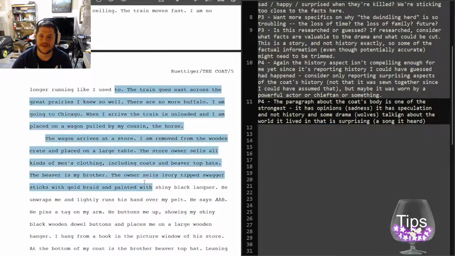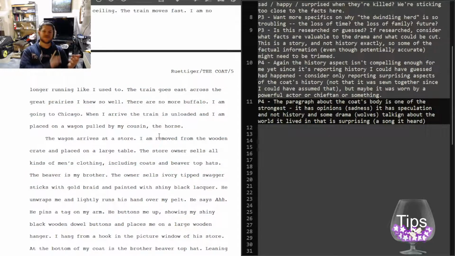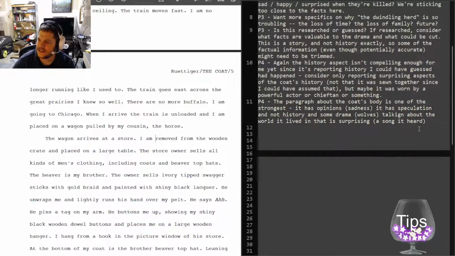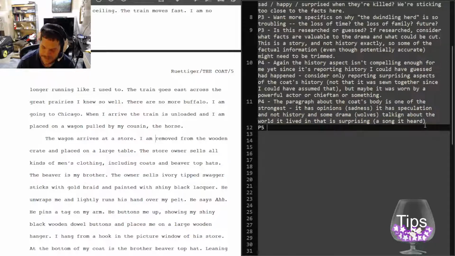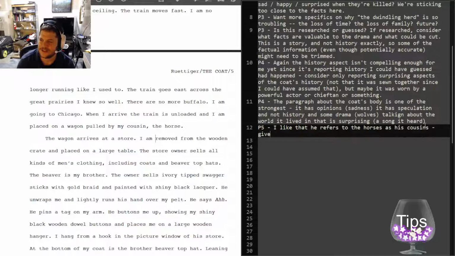The boxes. So again, a lot of this stuff, the wagon rides to the store. I see my cousins. The horse, yes. I like that he refers to the horse as his cousins. I will note that because I think that's a fun detail here. Referring to the horses as his cousins gives us more of this object's voice.